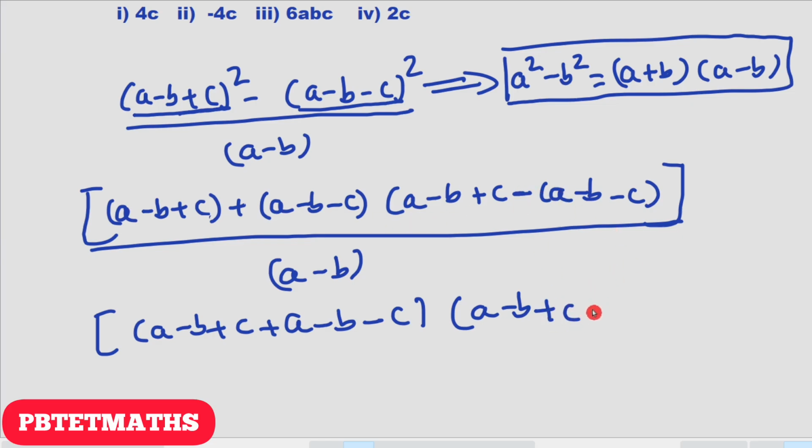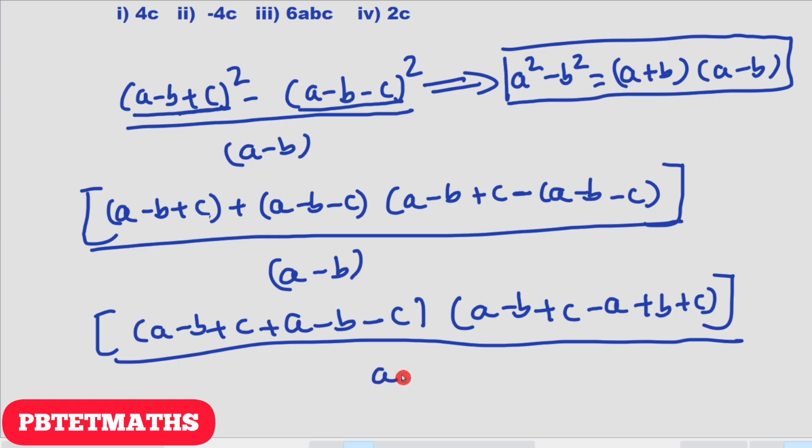Minus into plus a gives us minus a. Minus into minus b gives us plus b. Minus into minus c gives us plus c. The whole is divided by that denominator part, a − b. Now let's cancel this plus c and minus c, and also here we can cancel this minus b plus b, and also we can cancel this plus a minus a.